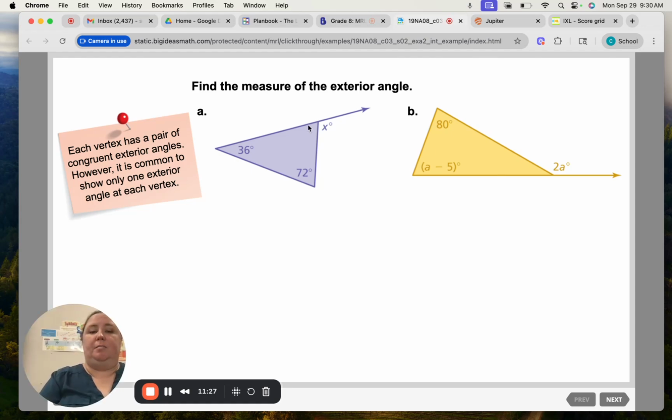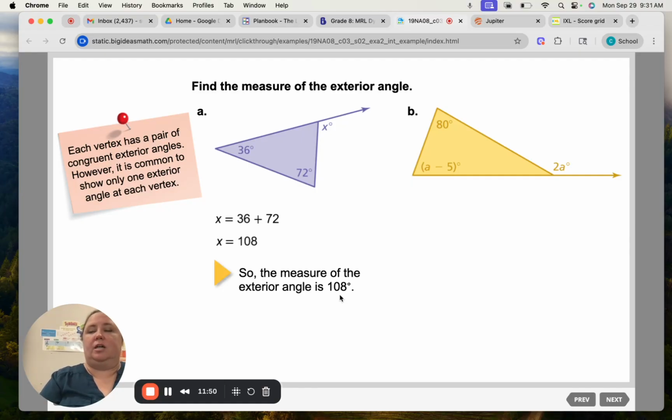All right, so we're going to find the measures of the exterior angle here. So X is on the outside. So I'm going to look at which 2 angles to add up to equal X. 36 and 72. Very good, the opposite side. So I'm going to say 36 plus 72 is what X should equal. Somebody add those up for me. 108. So the exterior angle measure equals 108 degrees. Don't forget the little degree sign.